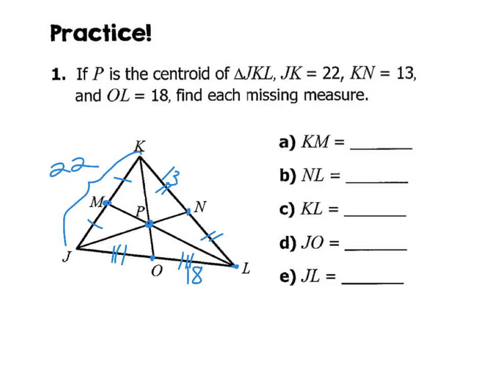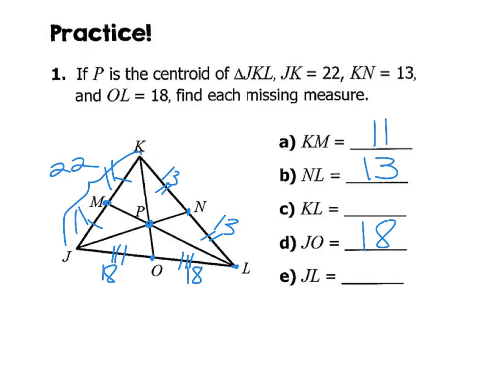So if OL is 18, JO is 18. And that's one piece of information we needed to know. If KN is 13, then NL is 13. And that's another piece of information we needed to know. And if JK is 22, that means the whole thing is 22, and if M is the midpoint, that means JM is 11 and MK is 11. So MK, or KM, is 11. We needed to know that.